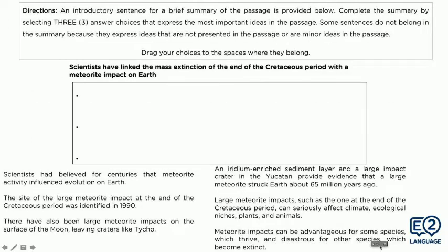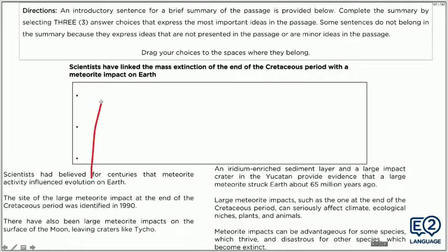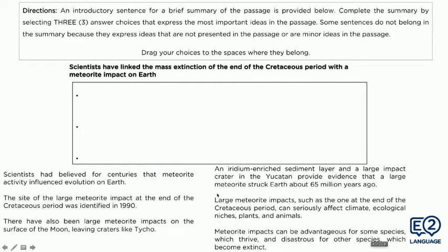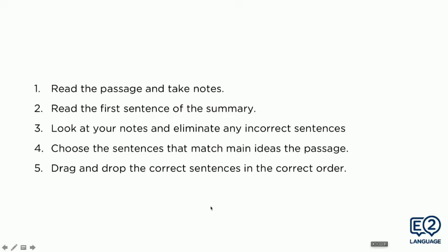So then lastly, you need to drag your choices to the spaces where they belong. So you'll just get your mouse on test day and you'll drag the sentence here, and maybe this one here. Whoopsie, that should be the 2nd spot, and this one here into the 3rd spot. So that's what you have to do, and it looks really complicated. So what's the method? Well, the method is this. First of all, you need to read the passage and take notes. I'm going to show you what that will look like. You need to read the first sentence of the summary, of course. You really need to understand that. You need to look at your notes and eliminate any incorrect sentences. I'll show you how to do that. You need to choose the sentences that match the main ideas in the passage, and then you drag and drop the correct sentences in the correct order.